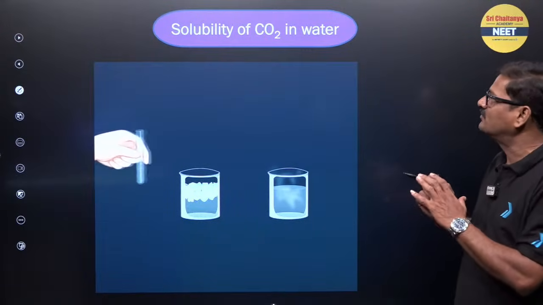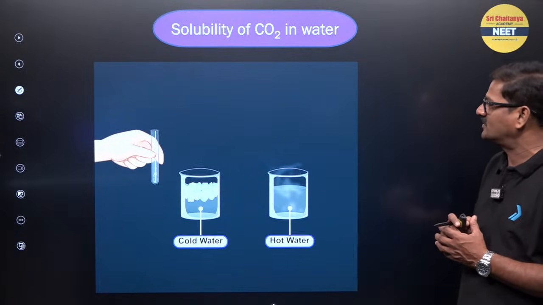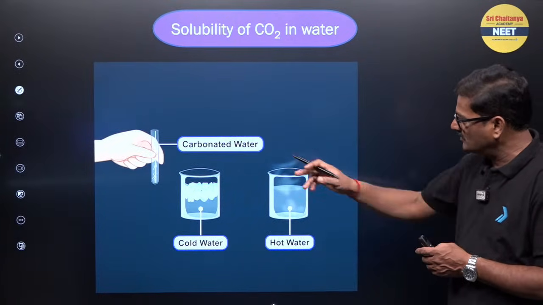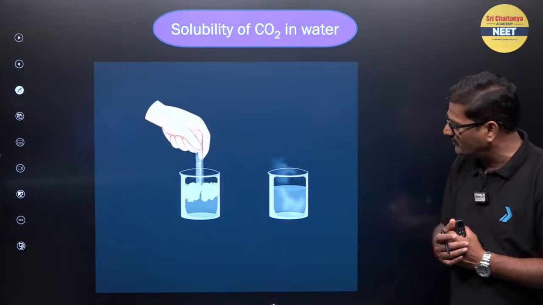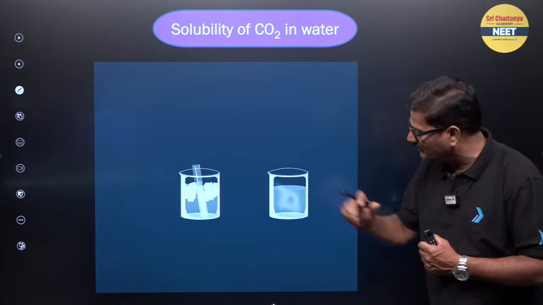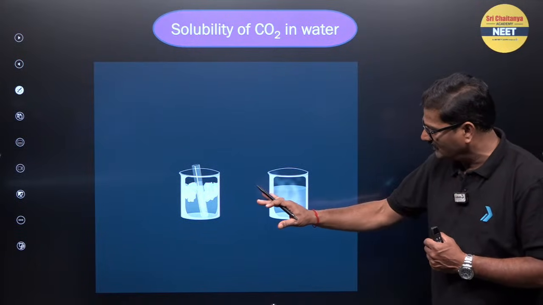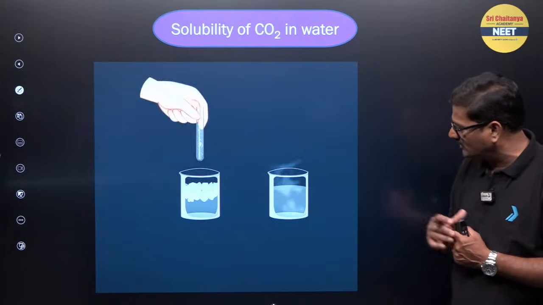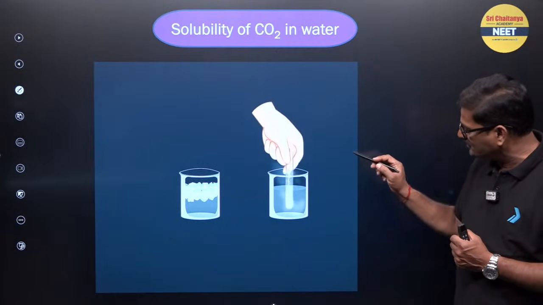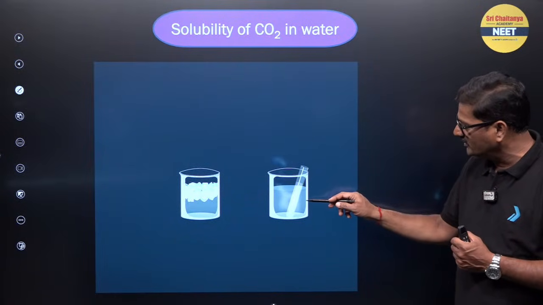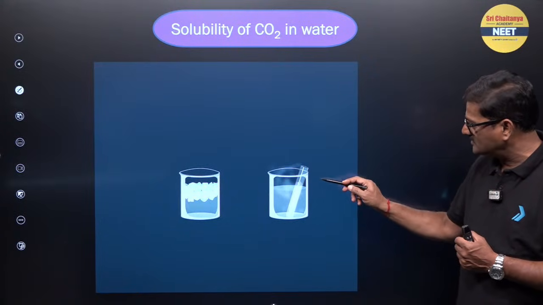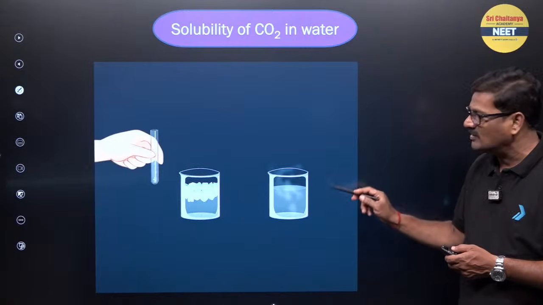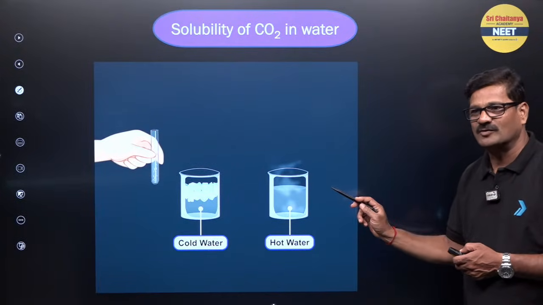Now let us directly jump into the solubility of carbon dioxide in the water. So I want to take carbonated water, your soda, put in the cold water. What happens? Temperature is very low, solubility is high, and if I take it in the hot water, so what happened? Temperature increases, solubility decreases. You see the gas is coming out. So as temperature increases, solubility decreases. Are you getting or not?